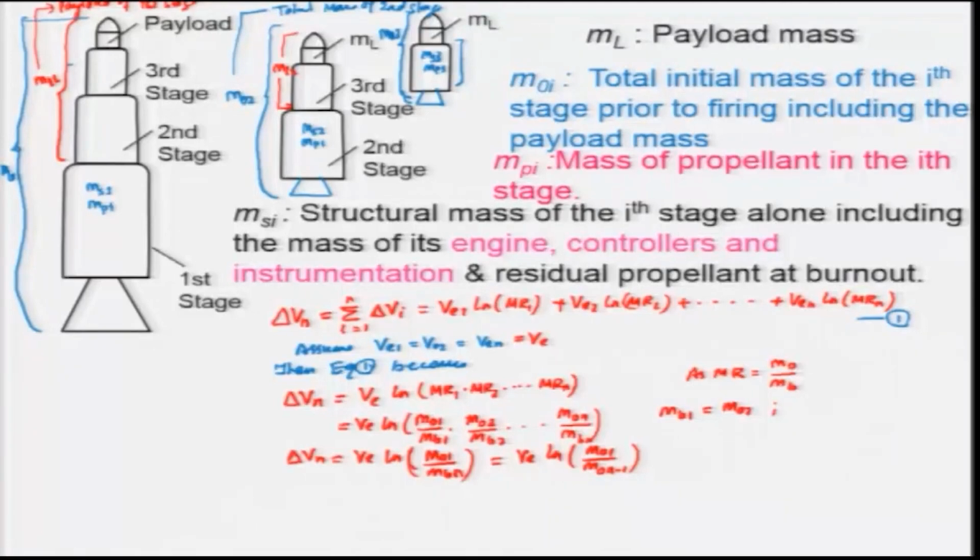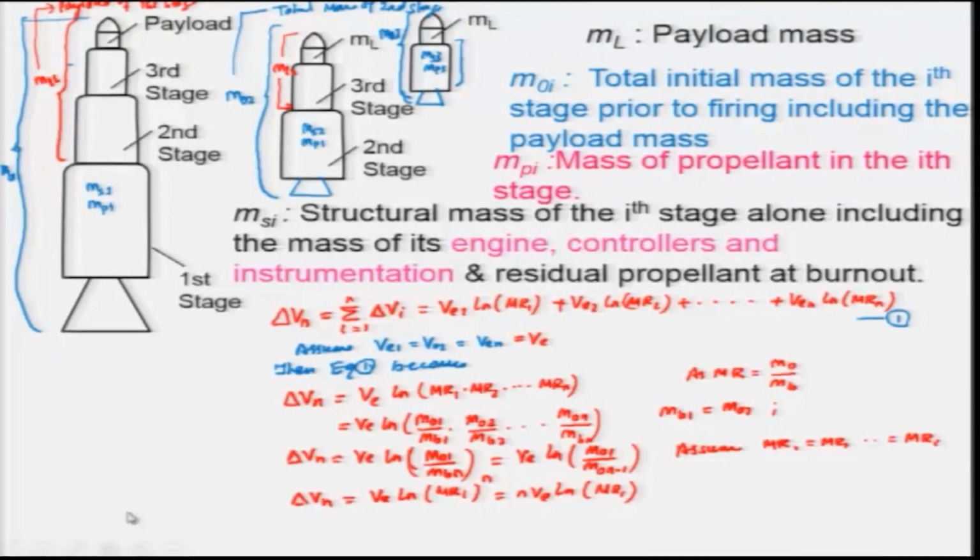So, what you can see is that, if I assume that m_R1 is equal to m_R2 is equal to m_RI, I can write this delta V_n is equal to V_E ln (m_RI)^n, with I going from 1 to n, because all of these are the same, so it goes on. So, I can write this as n V_E ln m_RI.